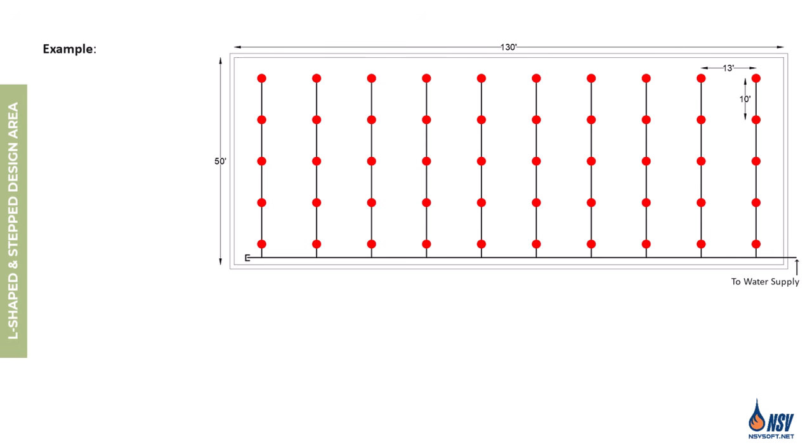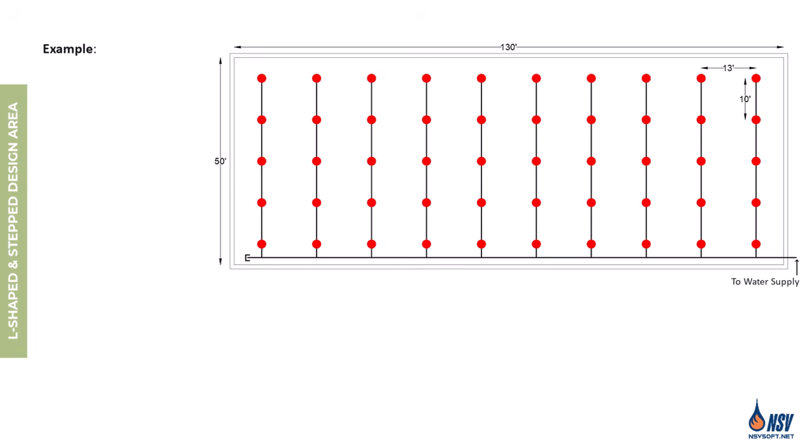Up to now in the examples we've reviewed, the shape of the design area was a rectangle. However, in real-world projects, we often encounter situations where the design area is L-shaped, stepped, or even irregular. In this example, we'll see how to select sprinklers in such a layout to meet the requirements.